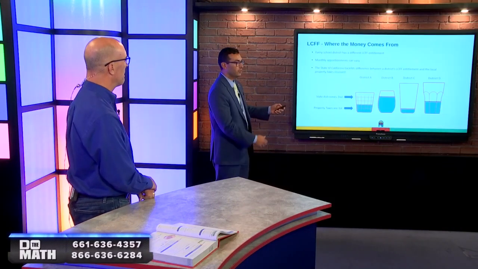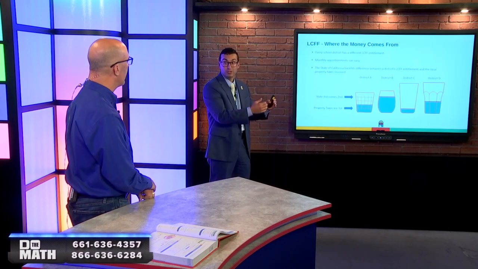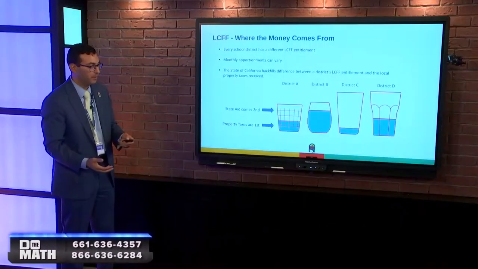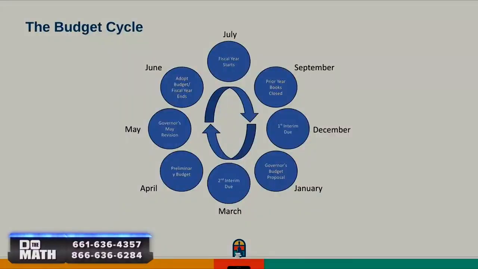So that's how the pot of money is divvied up to school districts, and what dollars actually flow into schools and how they do it. This is our budget cycle. The state of California and school districts operate on a fiscal year that starts in July. So our year starts in July, ends in June. And our budgeting process begins in January.